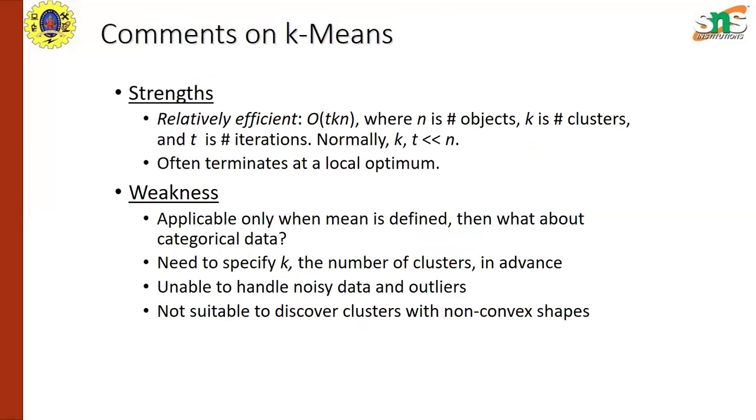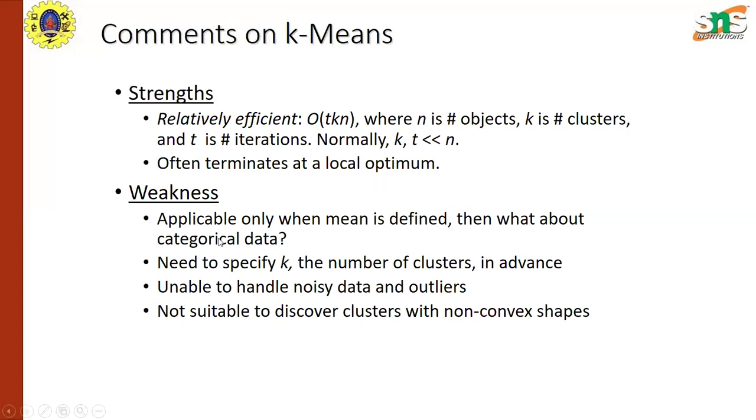Next are the strengths and weaknesses of K-means. The strength is that it is relatively efficient, where n is the number of objects, k is the number of clusters, and t is the number of iterations, so k and t are much less than the number of objects. It terminates at a local optimum.